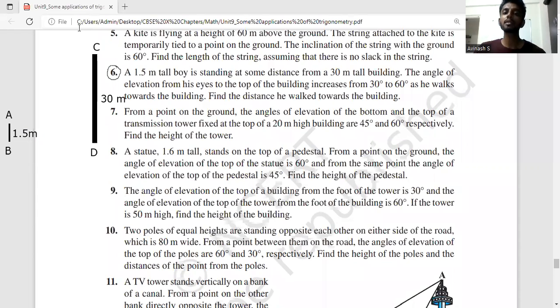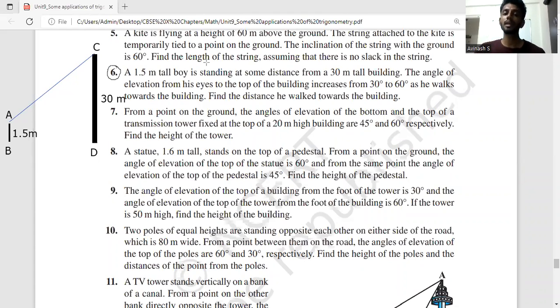So the height of the boy is 1.5 meters and he's standing at some distance from a 30 meter tall building. The angle of elevation from his eyes, so basically his eyes will be positioned somewhat here at A, to the top of the building increases from 30 degree to 60 degree as he walks towards the building.